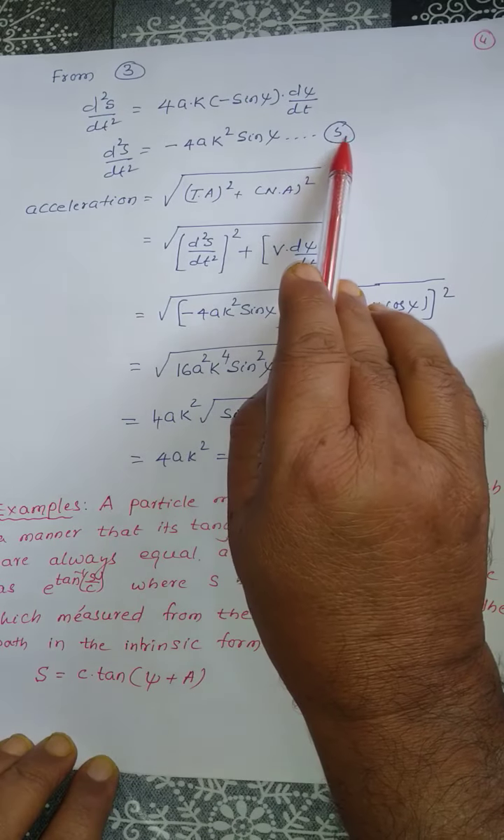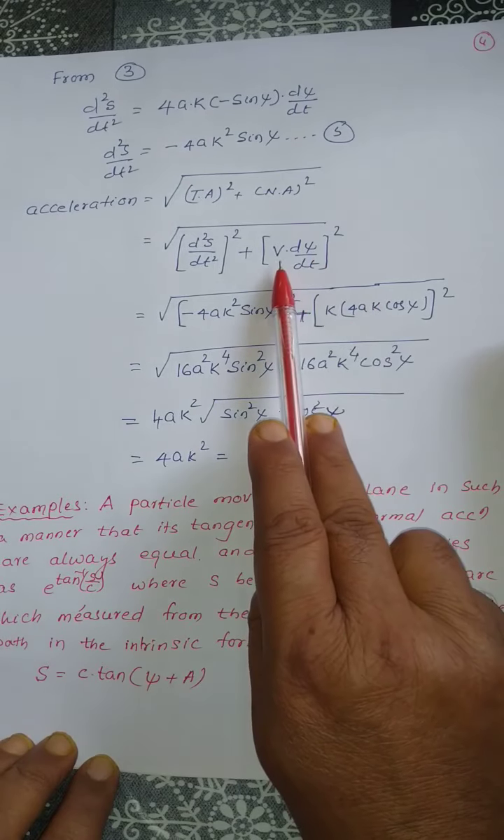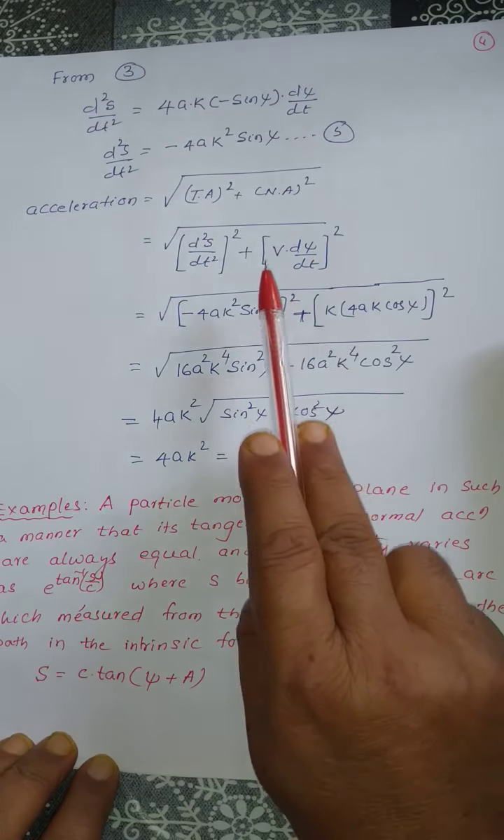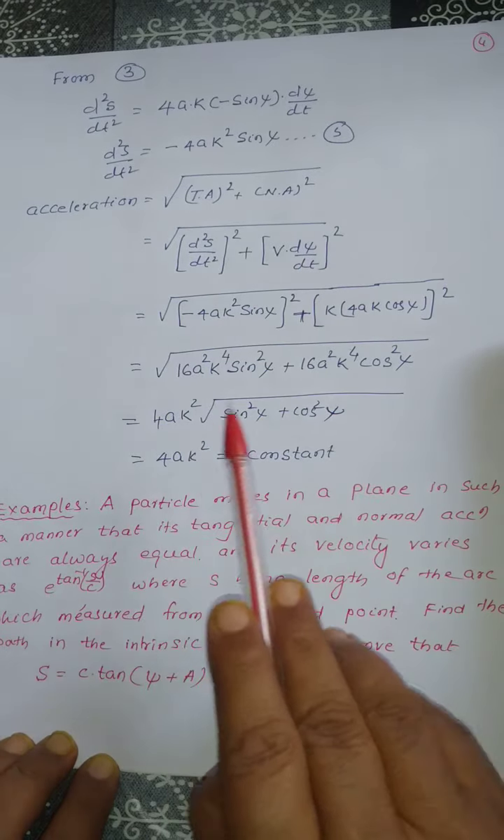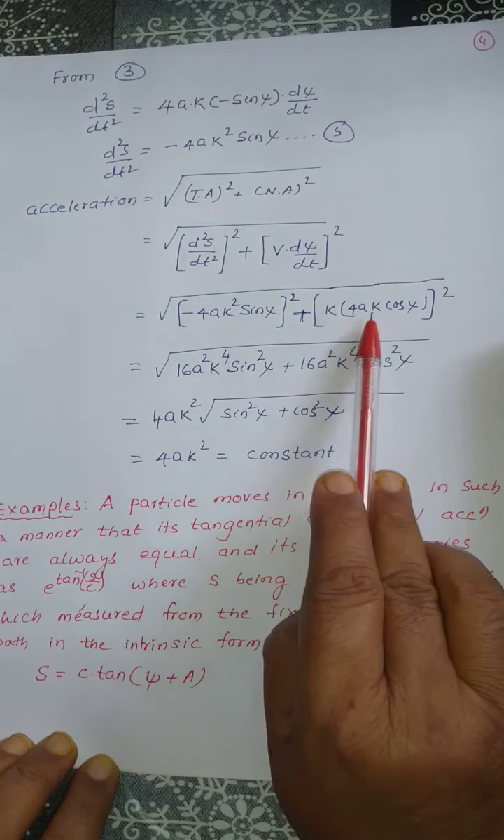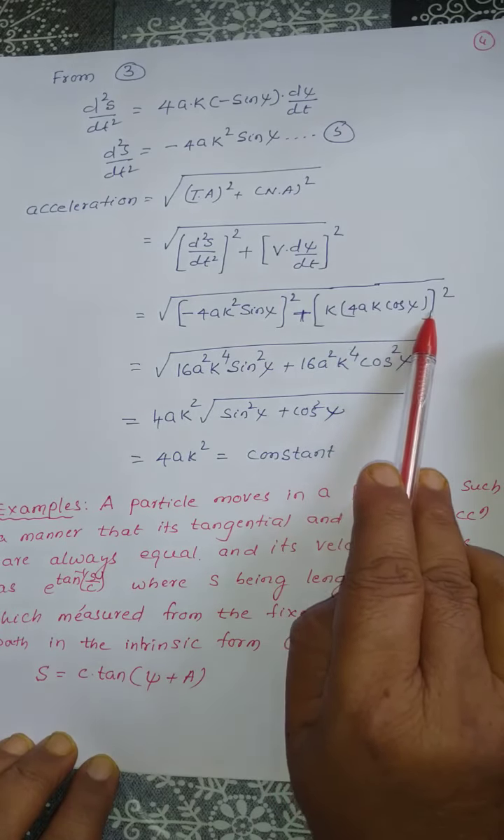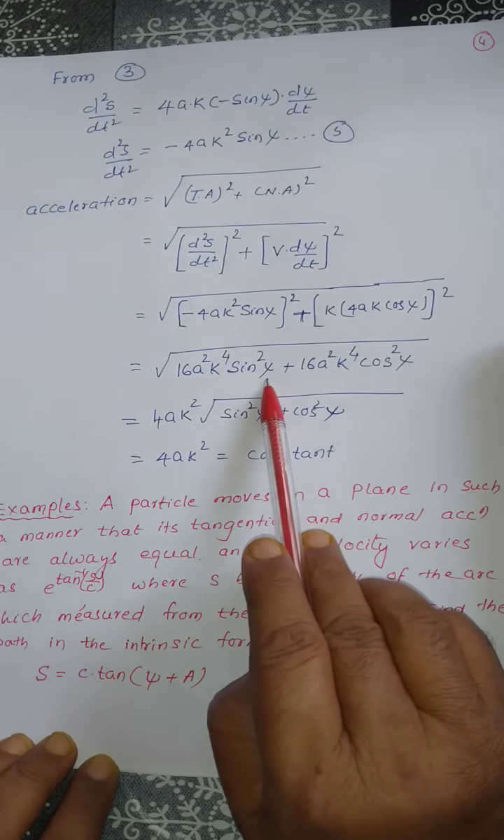It is there in the fifth equation. And v d psi by dt. So d psi by dt is k, whereas v is ds by dt from the previous equation. So ds by dt or v is 4ak cos psi. So here it is 16a square k raised to 4 sin square psi.